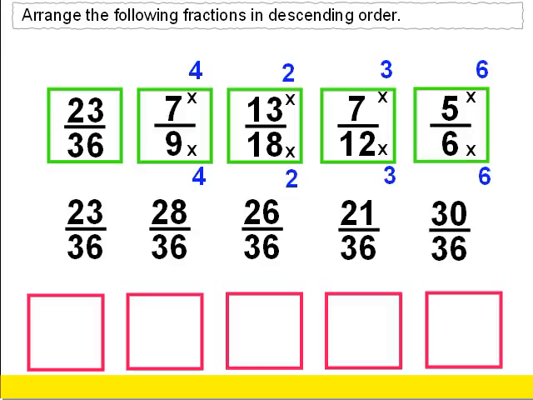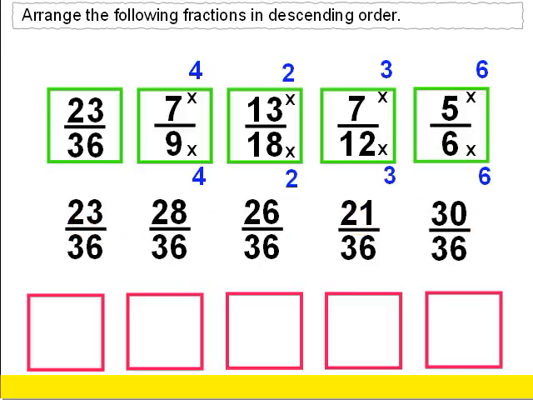Now we have a common denominator of 36. So all we have to do is compare the numerators. To remind ourselves, we want descending order, so we want the largest numerator in the extreme left hand box. We have 23, 28, 30, 26, and 21.